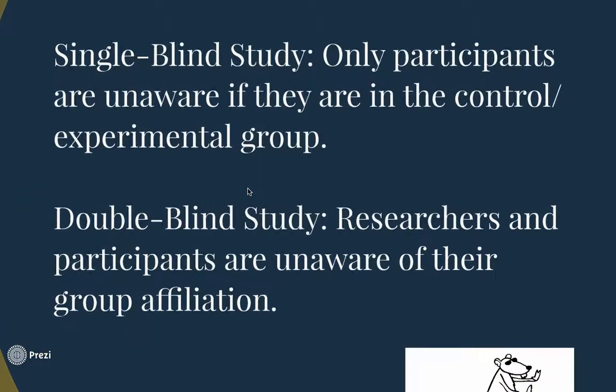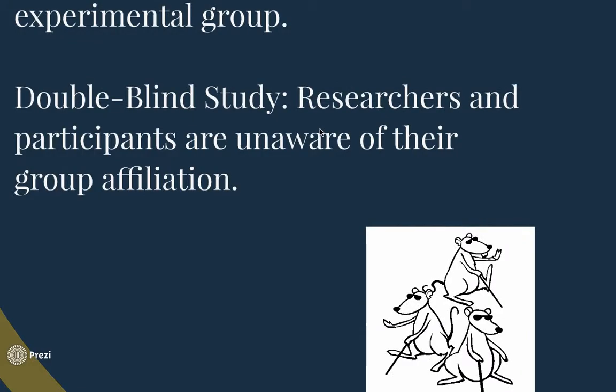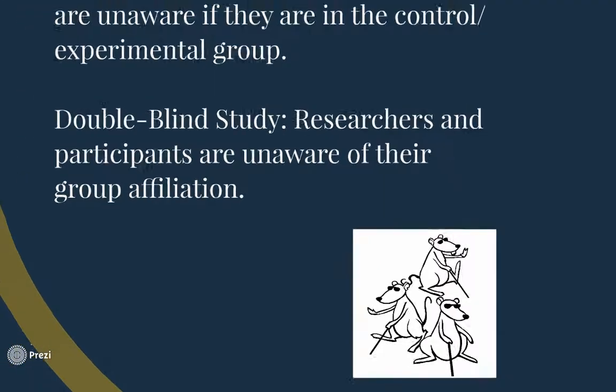And then the types of studies that we use with the experimental method are the single blind study, where only the participants are unaware of whether they are in the control or experimental group. And then you have the double blind, where researchers and participants are unaware of the group affiliation, which means that the scientists or researchers do not know who's receiving what, and neither do the participants. So the advisors over the experiment would know who is receiving what, and this eliminates bias.